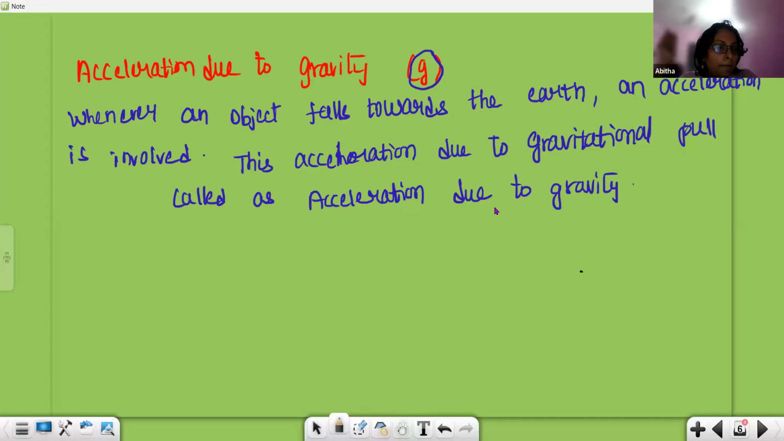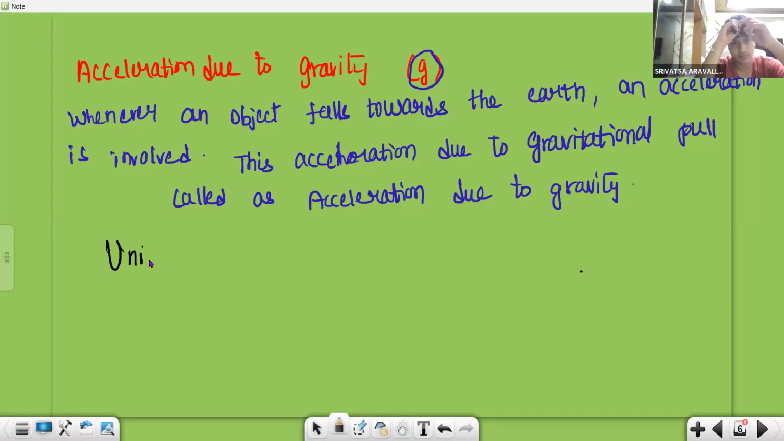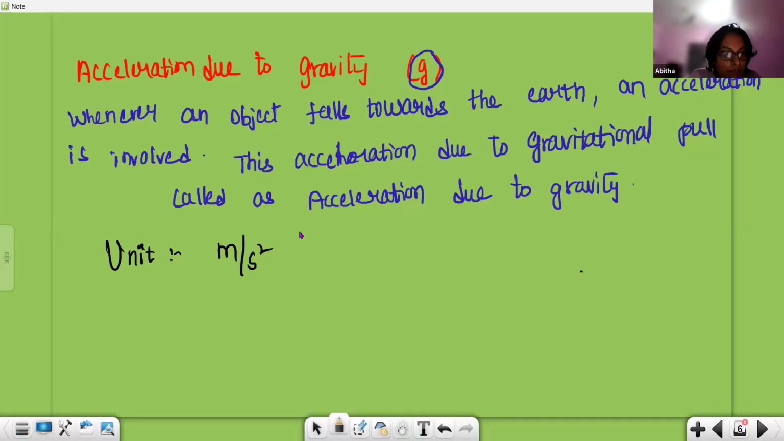Whenever an object falls towards the earth, an acceleration is involved. This acceleration due to gravitational pull is called acceleration due to gravity. Okay, understand? It is denoted by the letter g. So what is the unit of g? The unit is meter per second square.